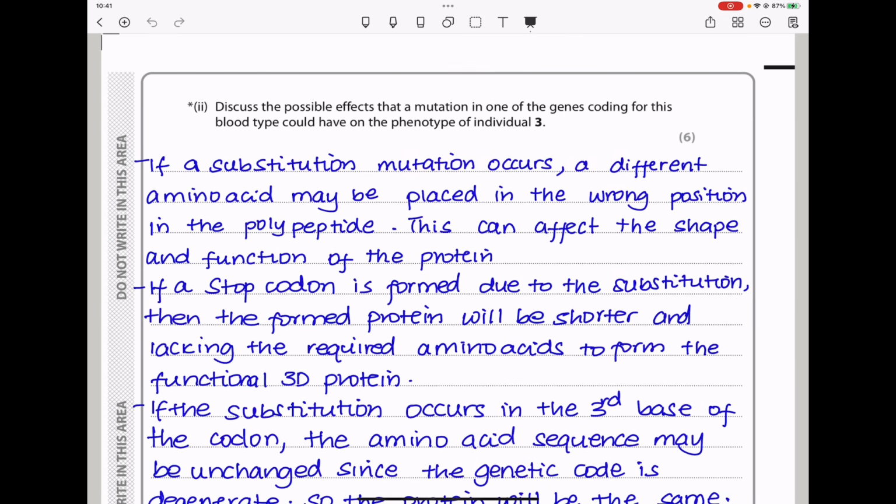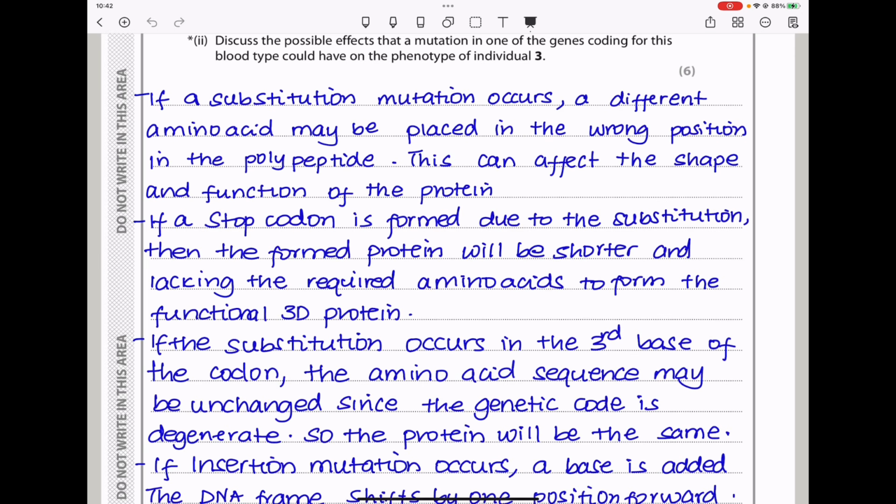Moving on. Here they say, discuss the possible effects that a mutation in one of the genes coding for this blood type could have on the phenotype of individual 3. So mutations can be substitution, deletion, or insertion. So I said, if a substitution mutation occurs, a different amino acid may be placed in the wrong position in the polypeptide chain, and this can affect the shape and function of the protein.